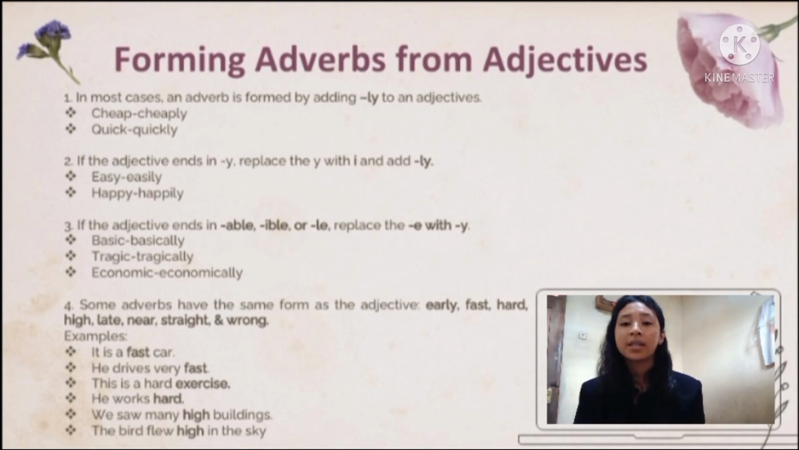Some adverbs have the same form as an adjective, such as early, fast, hard, high, late, near, straight, and wrong. For example, it is a fast car. He drives very fast. This is a hard exercise. He works hard. He saw many high buildings. The bird flew high in the sky. And here we also provide you with some other examples of forming adverbs from adjectives.